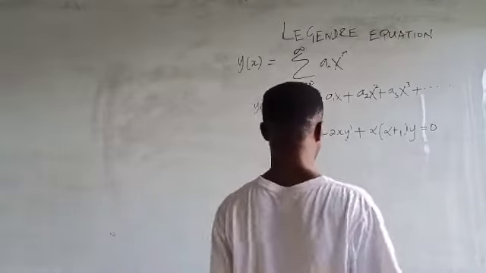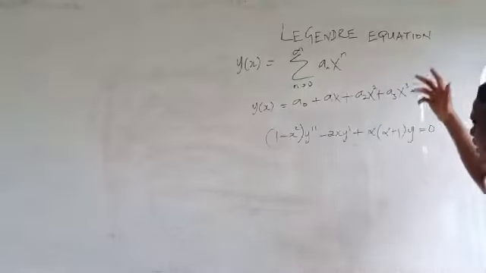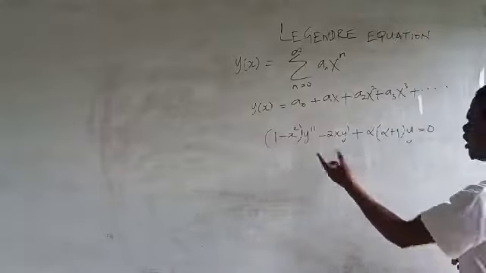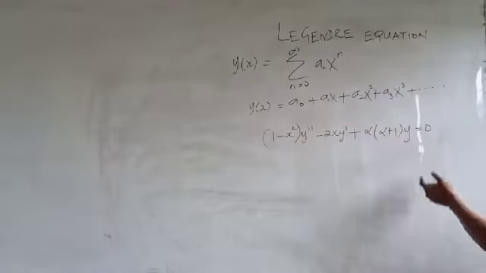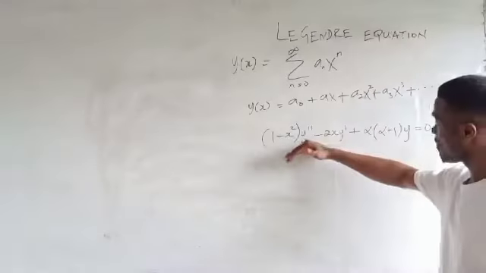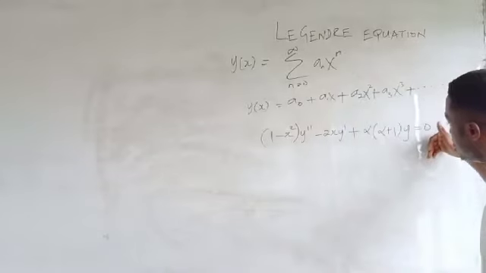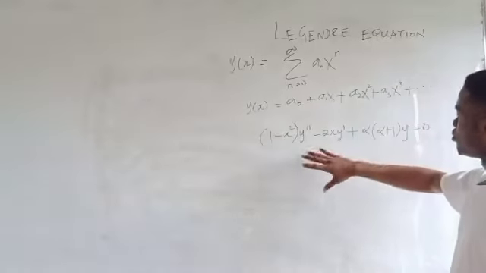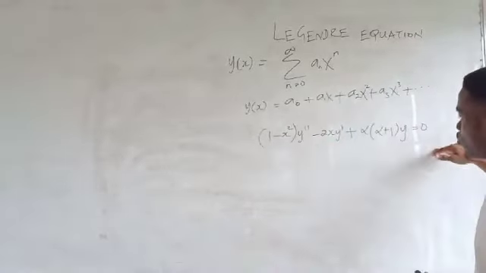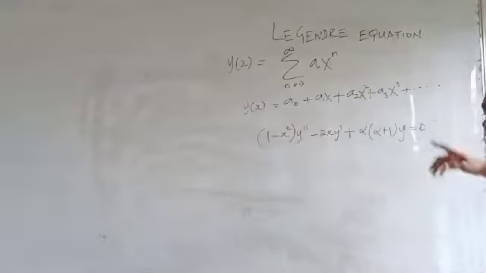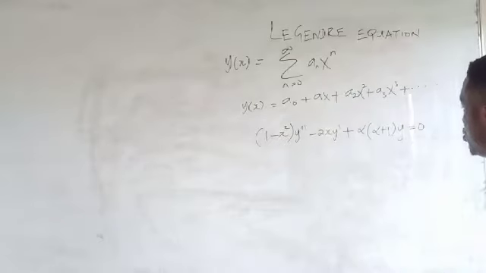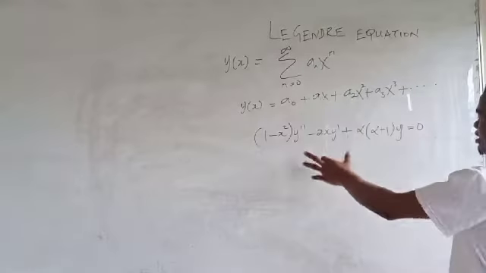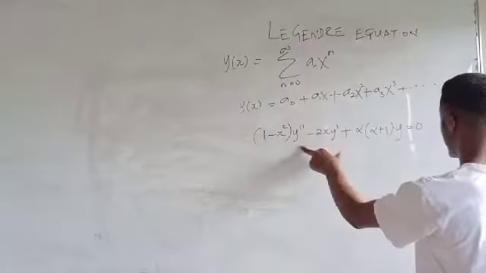So our aim in this Legendre equation is to find our y prime prime, our y prime, and our y. When we find these differentials, we are going to use them to substitute into this equation. From there, we can get our recurrence relation from the Legendre equation. So how can we get our y prime and our y prime prime?